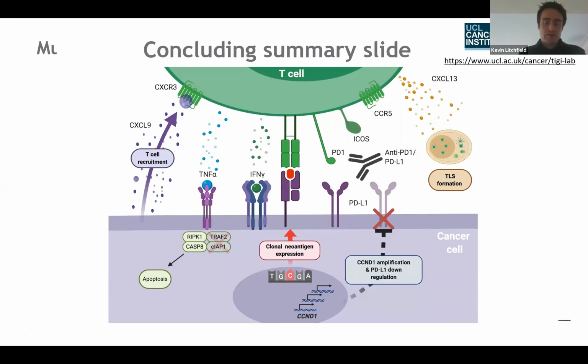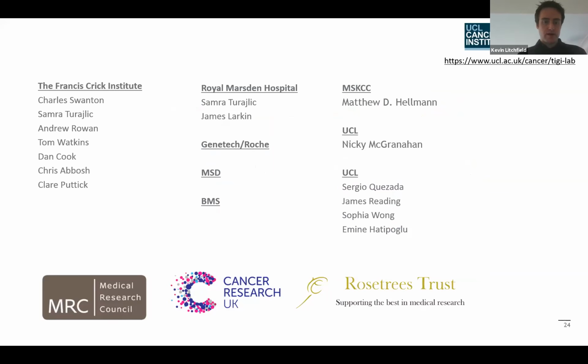So just to give some conclusions, we found that the anti-tumor immune response really is driven by the burden of clonal neoantigens, as well as expression of key cytokines and chemokines, including CXCL9, CXCL13. Also, we found the importance of TRAF2 that replicated following on from David's work. We also found amplification of cyclin D1 as a cause of resistance to checkpoint inhibitor treatment. So thank you very much to our funders and collaborators, and thank you very much for your attention.